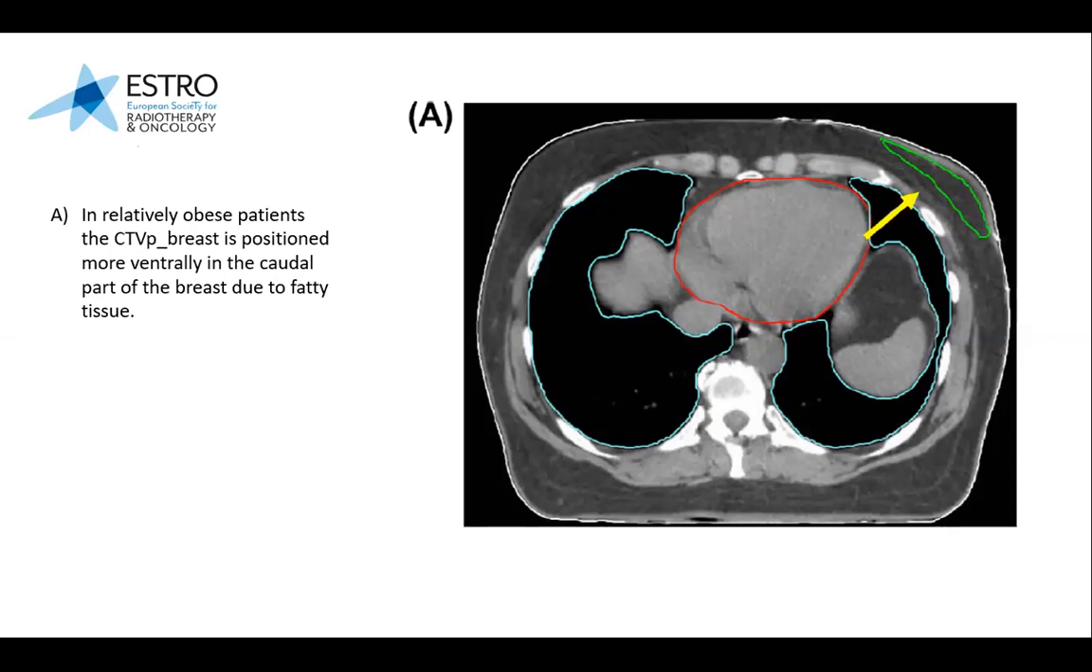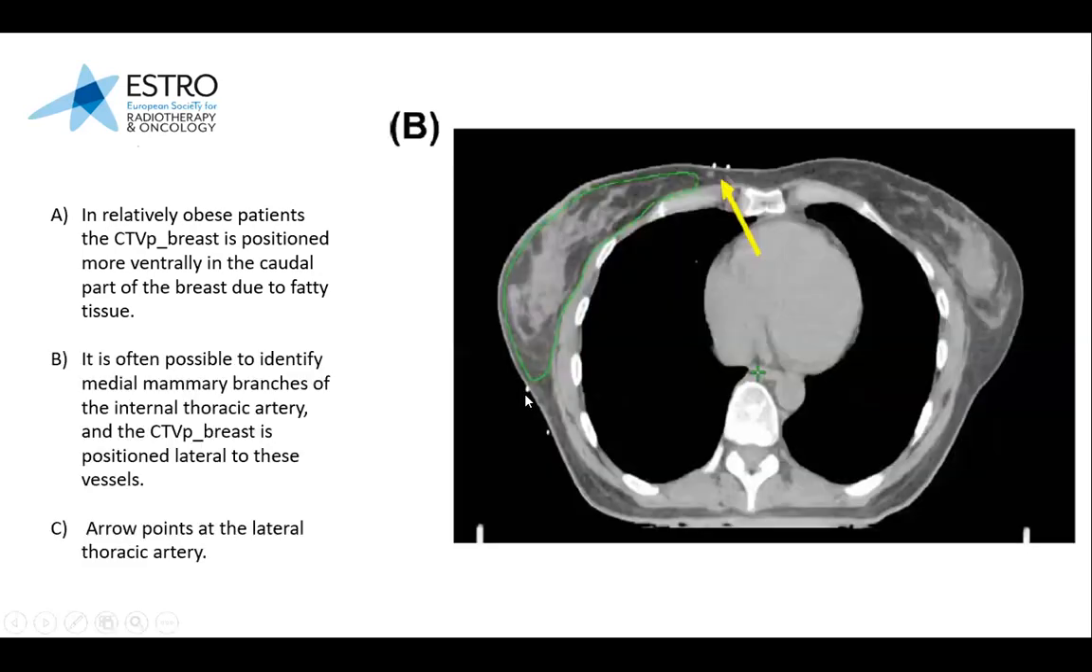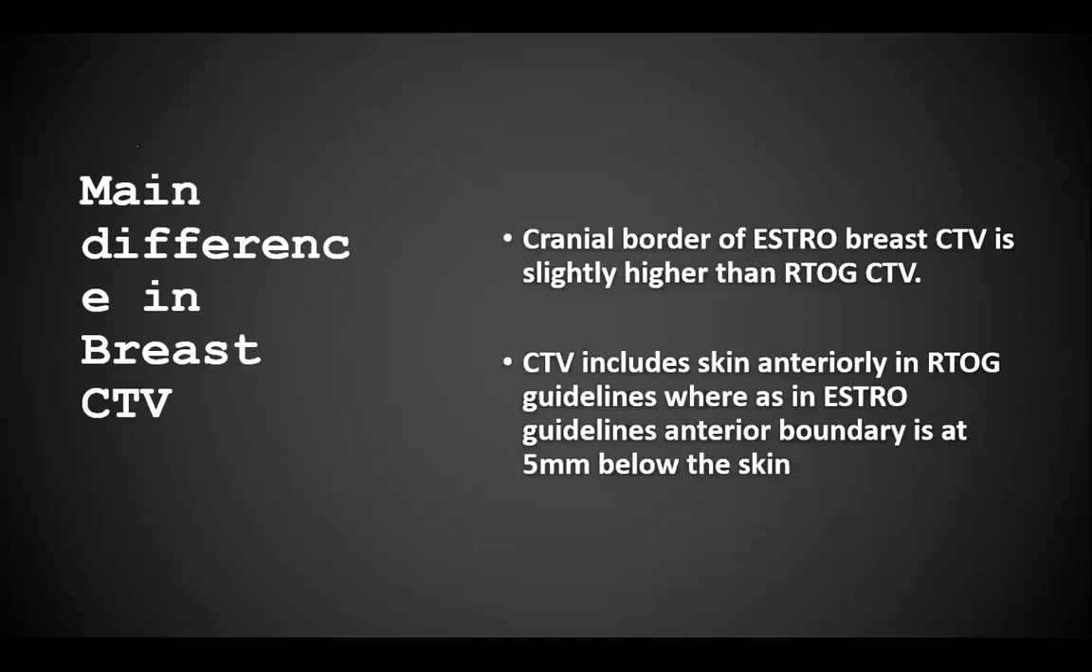To sum up, what are the basic differences between these two guidelines? The cranial border in ESTRO is slightly higher than the RTOG CTV. For the anterior border, we will include the skin in the RTOG guidelines, whereas in the ESTRO guidelines we will take the anterior boundary at 5 mm below the skin surface. So this is the basic difference between these two guidelines in the breast CTV. Otherwise, in all the other borders, there is not much difference between the two guidelines.